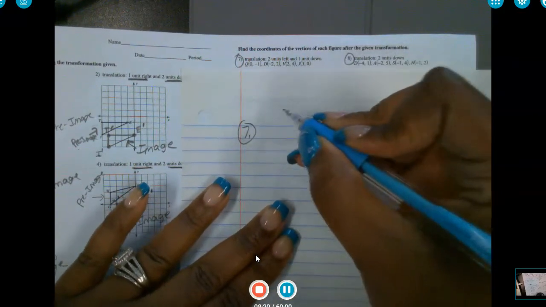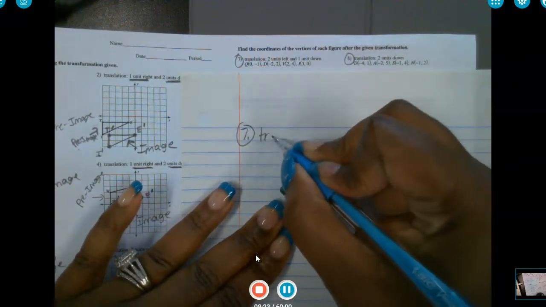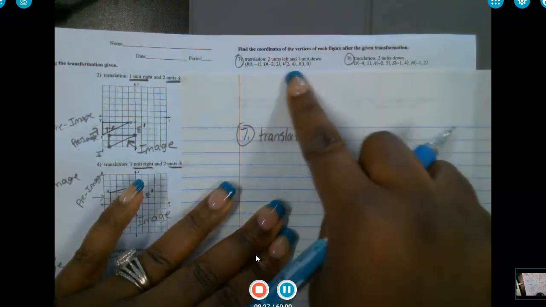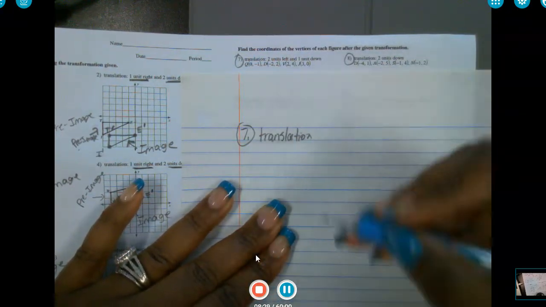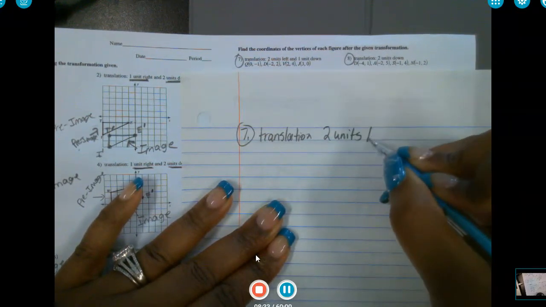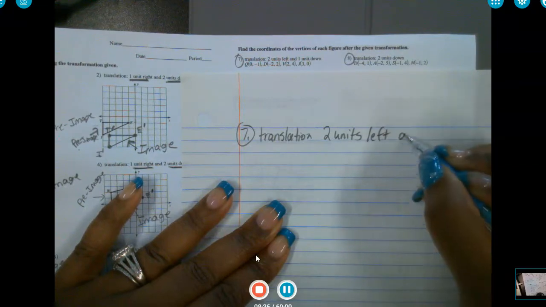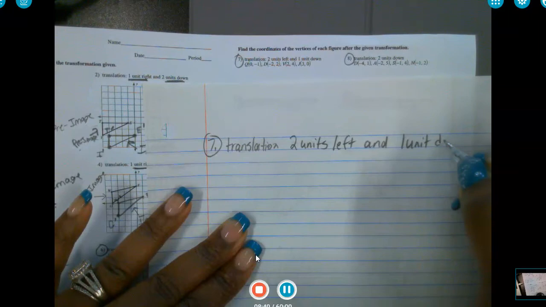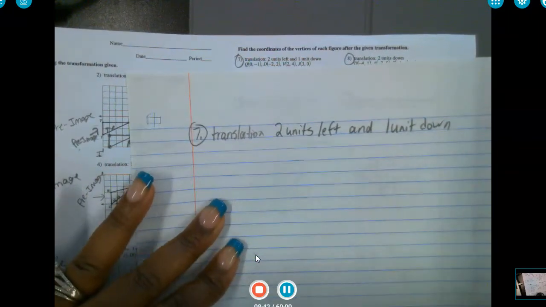It says, and remember, if you need to, pause. It says translation. And you probably have enough space to write on here, but I just don't. That's too small for me. It's 2 units left and 1 unit down.